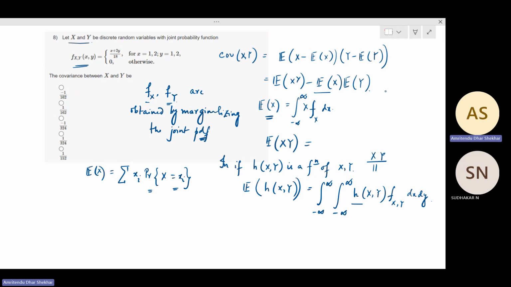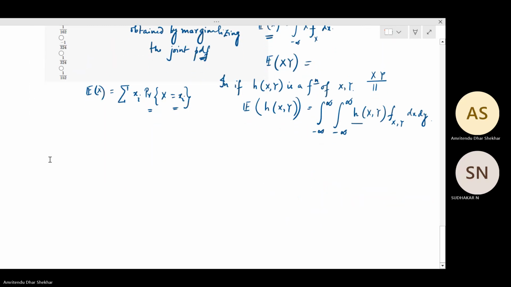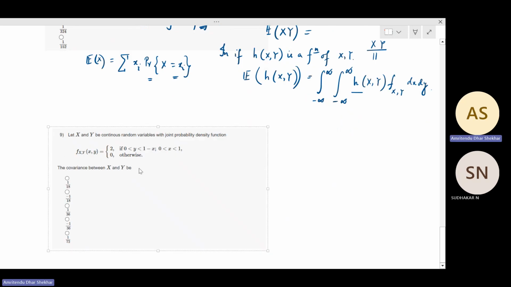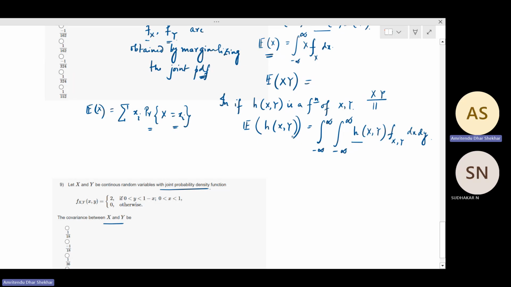All this that I wrote over here applies for continuous random variables. For instance, this problem, where now we are given a joint probability density function, and you have to compute the covariance between x and y. So this is precisely when this kind of analysis would be used.